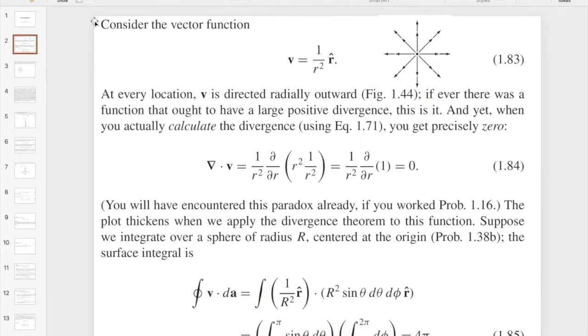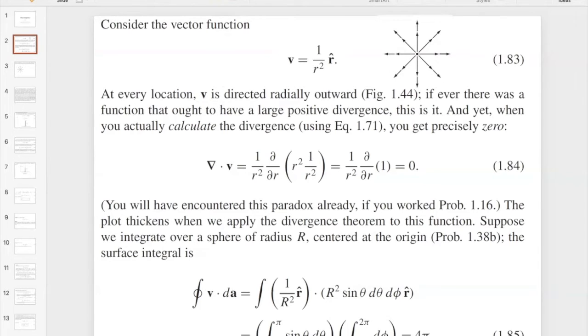In previous lectures, we have introduced this function, v equals 1 over r squared, and the direction of this v, actually v is a vector function, and the direction of this v function is r hat, meaning v is directed radially outward. And the picture of this vector function is shown here.